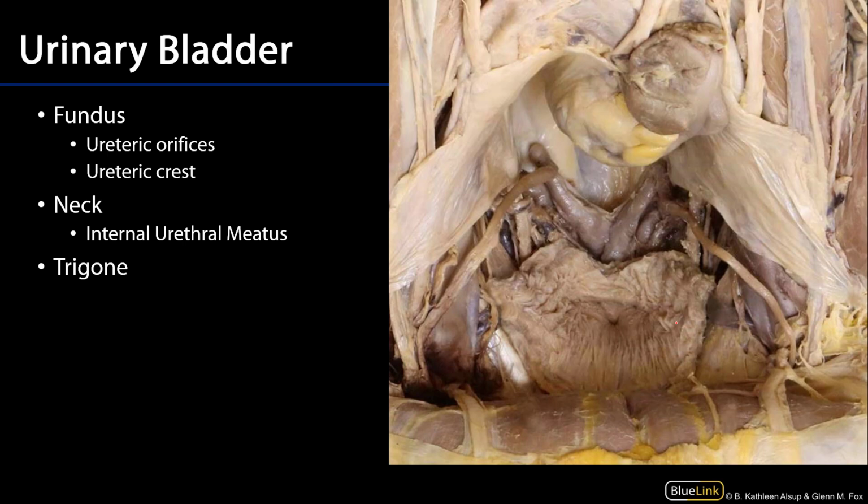Here we have more of a superior anterior view of the urinary bladder with the superior portion removed. So we're looking at, there's the fundus or the base of the bladder there. Here are the ureteric openings. There's the ureteric crest, and there's the internal urethral hiatus. So if we connect the dots here, we can see an area known as the trigone of the bladder.